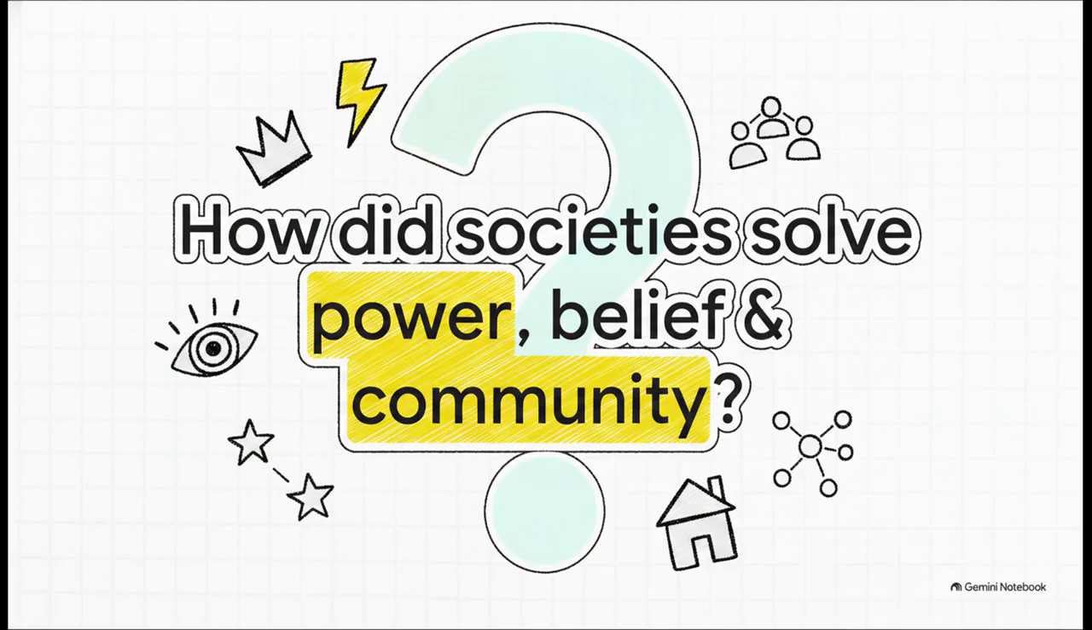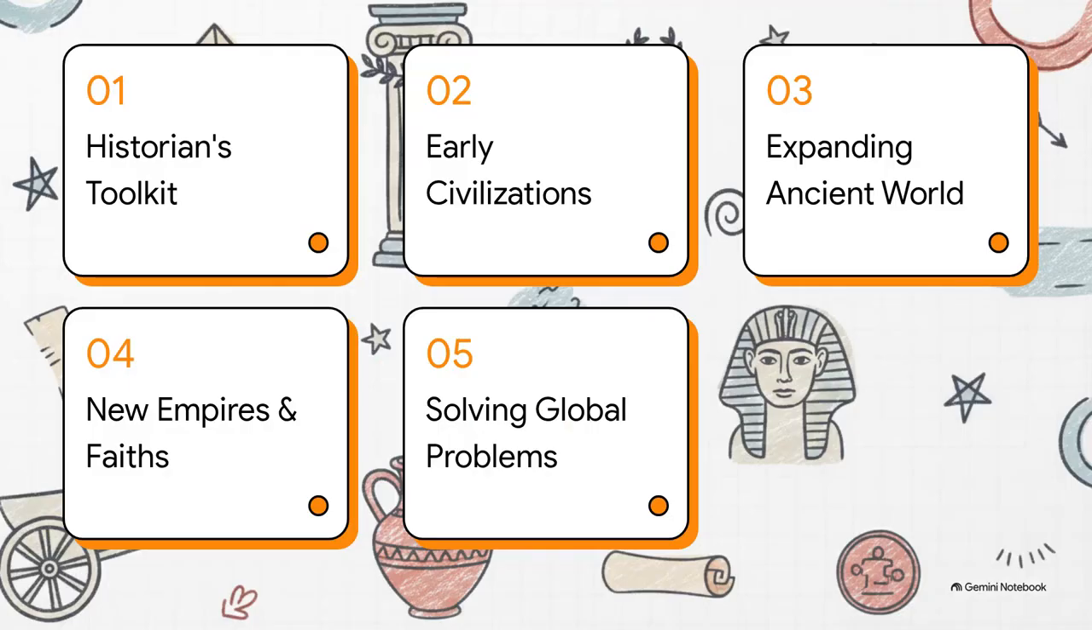Because it's not just about what happened in the past. It's about how early humans figured out the incredibly complex puzzle of just living together. Here is our roadmap for the year. We'll start with the Historian's Toolkit, move into early civilizations, then expanding the ancient world, new empires and faiths, and we'll wrap up with solving ancient global problems.